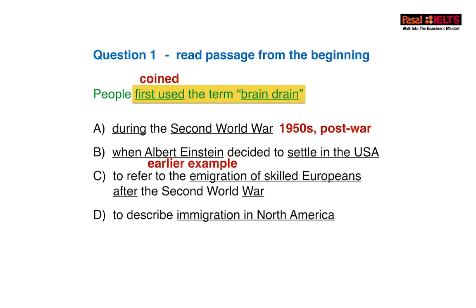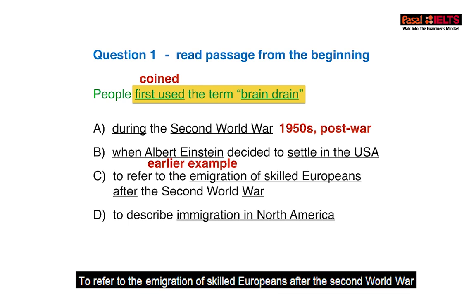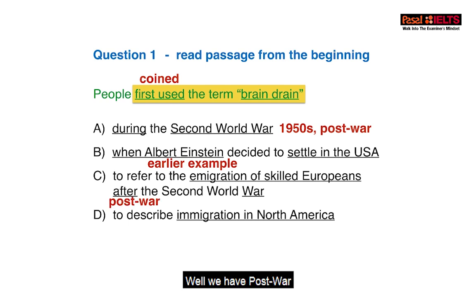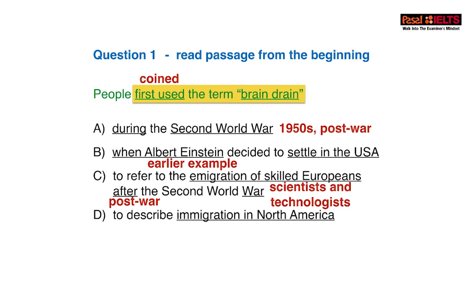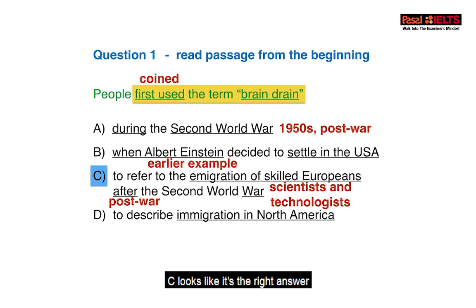Then C, to refer to the emigration of skilled Europeans after the Second World War. Well, we had post-war, that's after the war, and scientists and technologists from Europe was the skilled Europeans. So C looks like it's the right answer. Let's quickly check D, to describe immigration in North America. Well, that's too general, so that's not the answer. Definitely the answer is C.